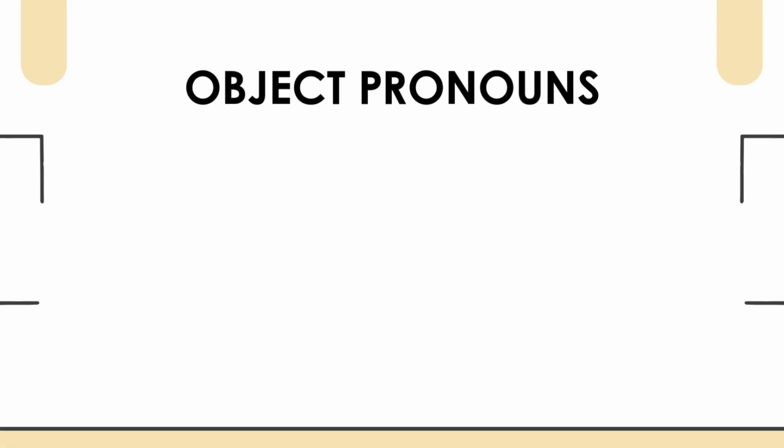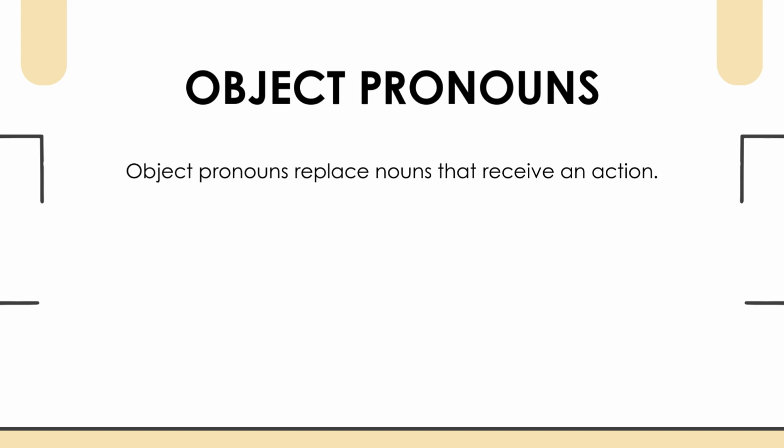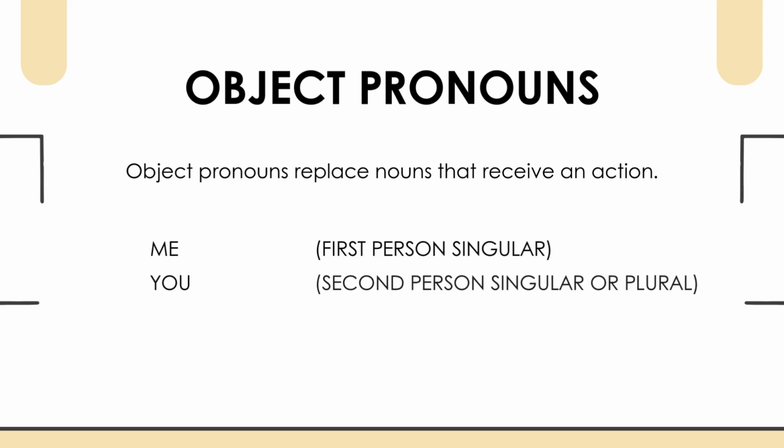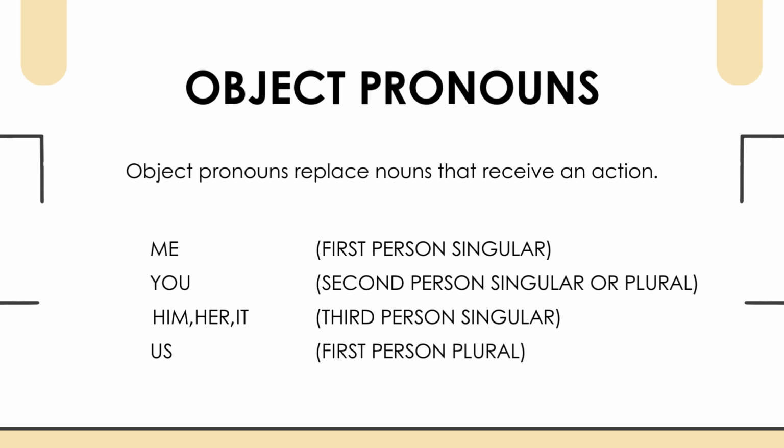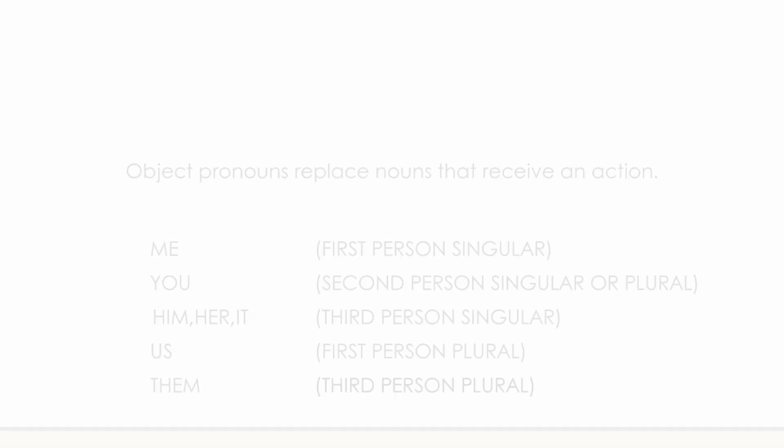Now let's look at object pronouns. These pronouns are used to replace nouns that receive an action in a sentence. Here are the object pronouns. Me, first person singular. You, second person singular or plural. Him, her, it, third person singular. Us, first person plural. Them, third person plural.